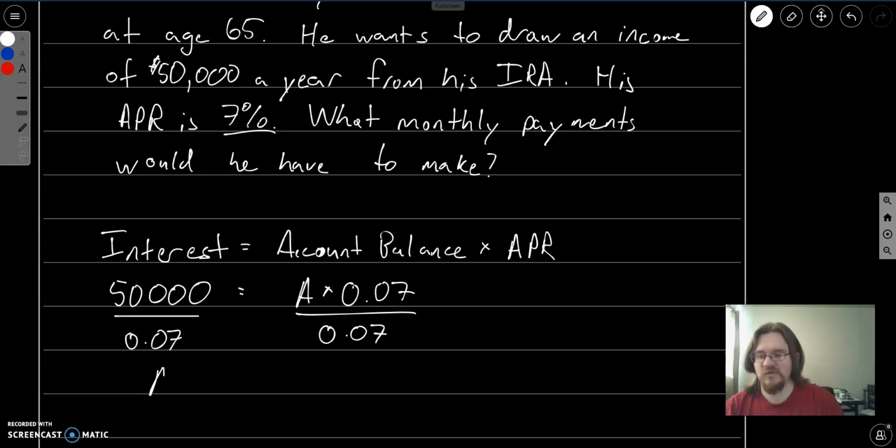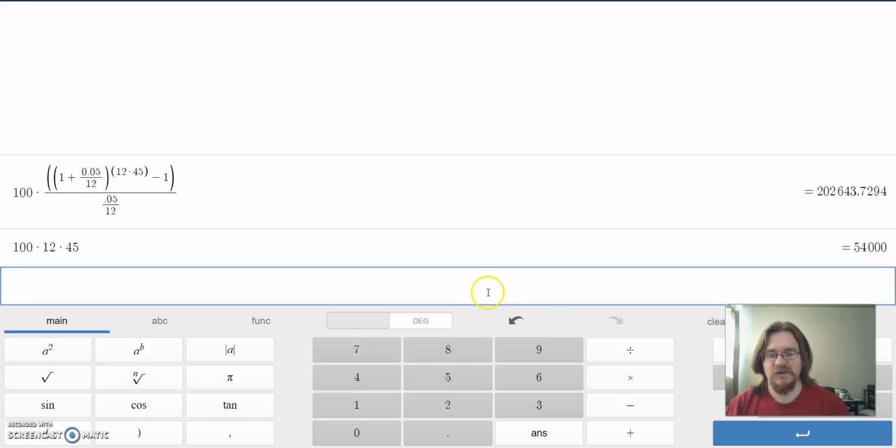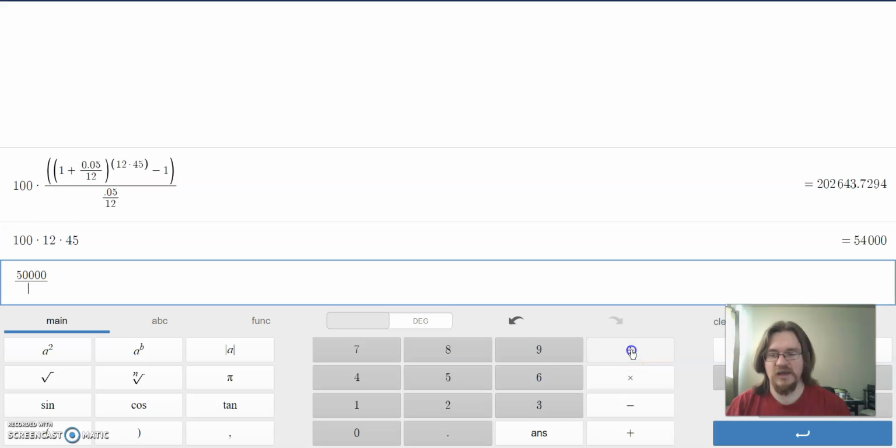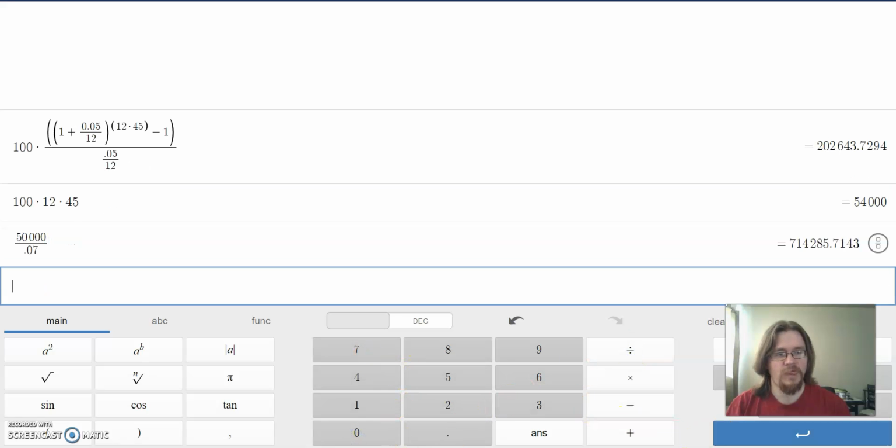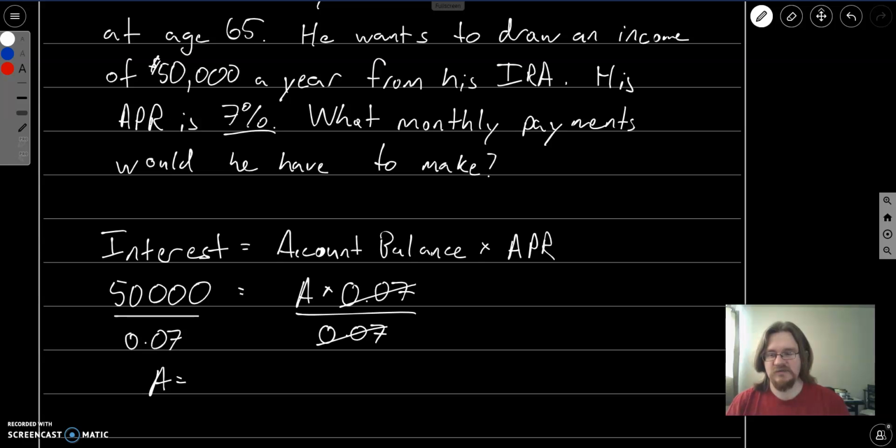And we will be able to solve for A after I cancel. So coming back to decimals, I take $50,000 and I divide that by 0.07. He will need to have 700,000. So this is 714,280. Let's round it to 6. So 714,286.